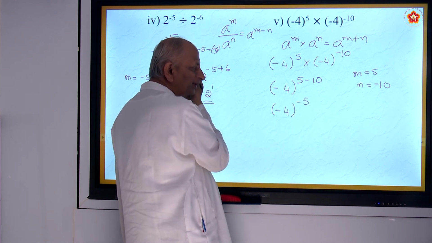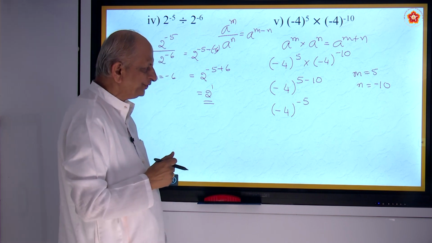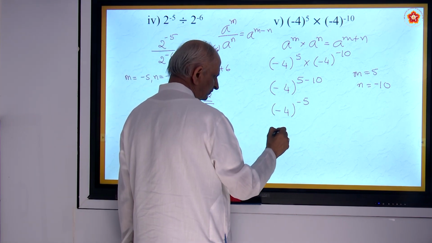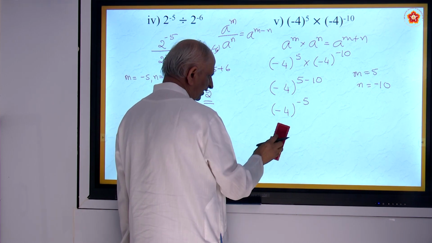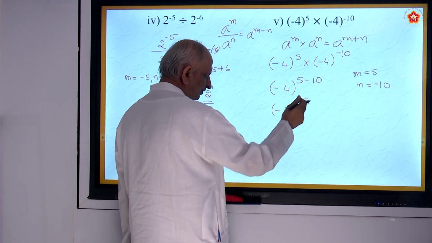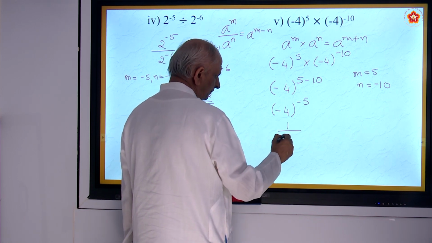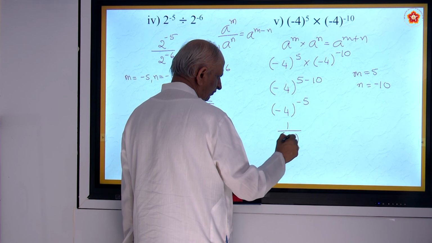Correct? They asked you to write in a positive exponent. Now it is minus. So you write it like this. So this can be written as, since minus is there, multiplicative inverse. Minus 4 to the power of 5. That is the answer.